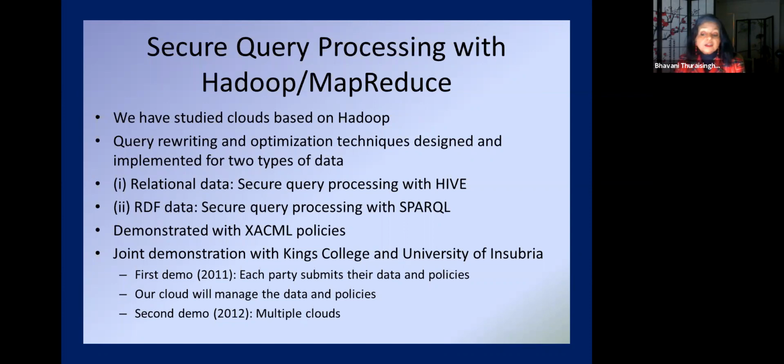So we call it SPARQL Query Optimizer, and that's something we designed and developed. And then we demonstrated both systems with XACML policies. We also shared the data in the cloud jointly with King's College and University of Insubria. The dates are a little bit off, by the way, I'm sorry. The first demo was actually in 2012/13, and the second demo was around 2014, with multiple clouds. Our target was to have it in 2011 and 12, so it was really 2012, I would say, for the first one, and 13/14 for the second demo.